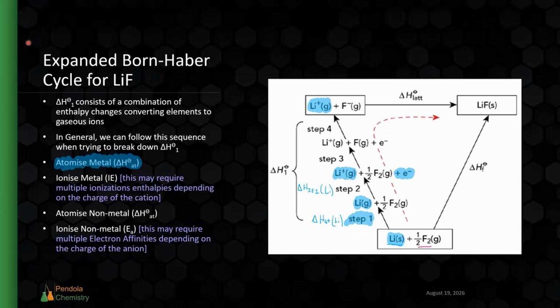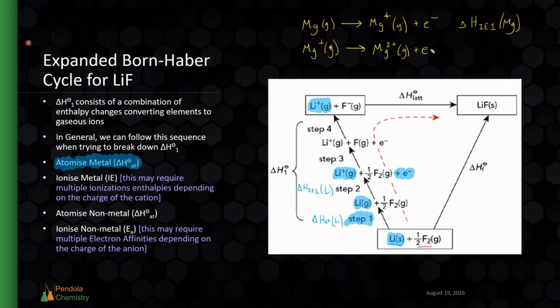So if we have something like magnesium with a plus 2 charge, we would actually need to add a step, because magnesium will need to go from magnesium gas to magnesium plus 1 gas, removing an electron. That will be the enthalpy change of ionization energy, the first one of magnesium. And then we will need to turn the magnesium plus 1 gas to magnesium plus 2 gas by removing a second electron. And that will require a whole other step using the enthalpy change of ionization, but the second enthalpy change of ionization of magnesium.